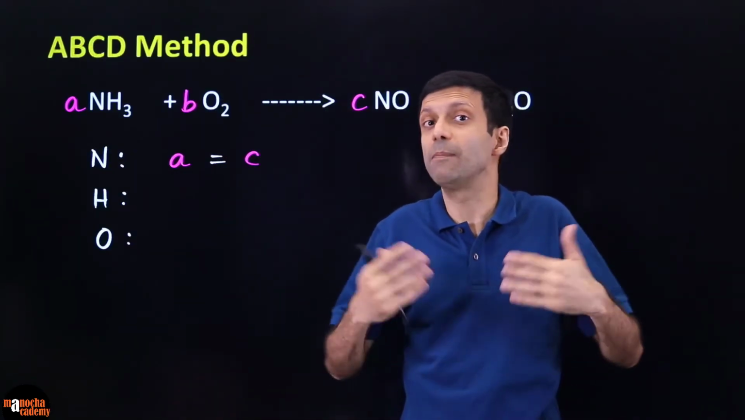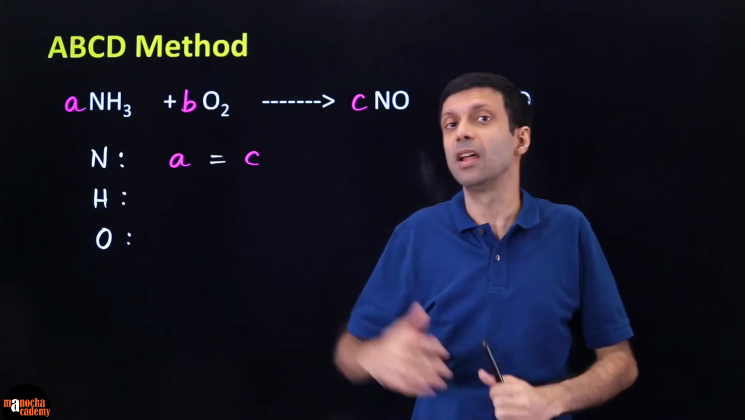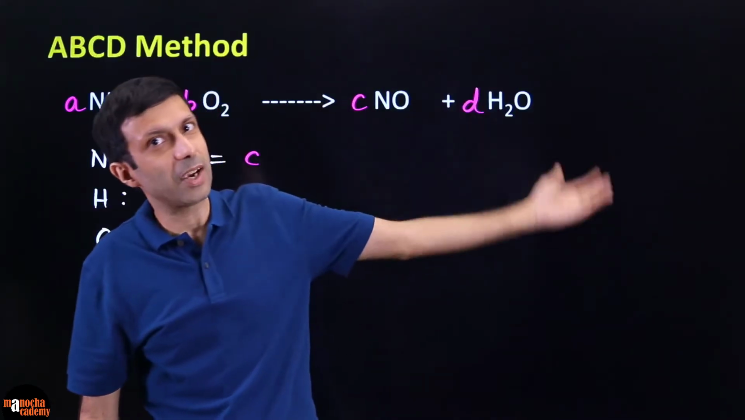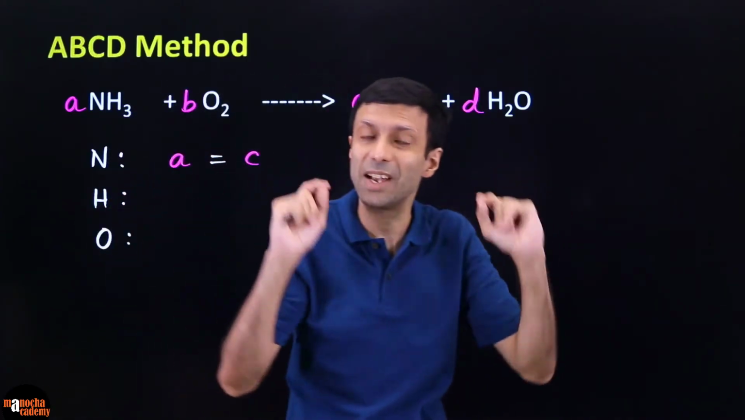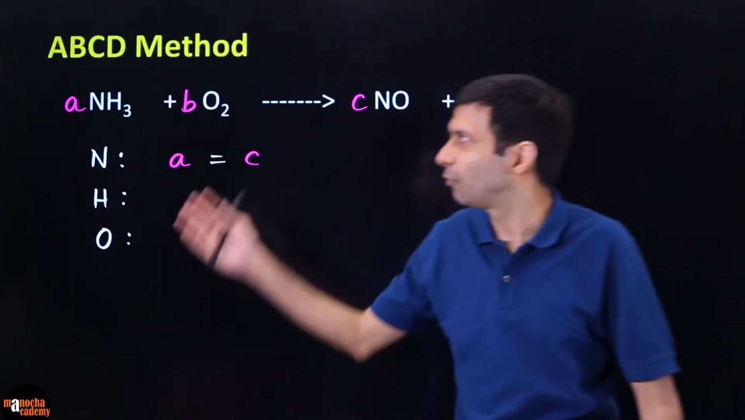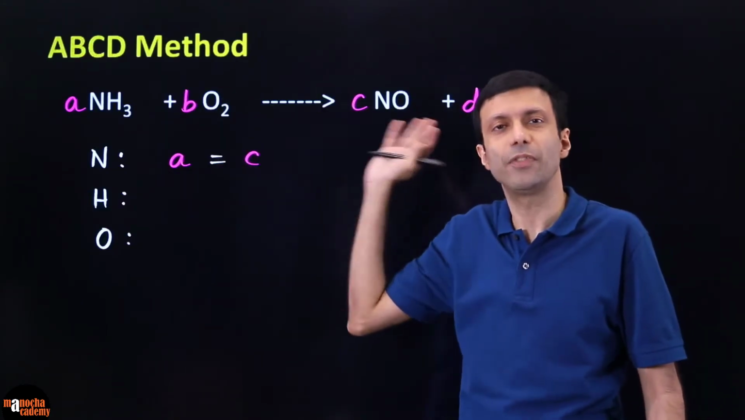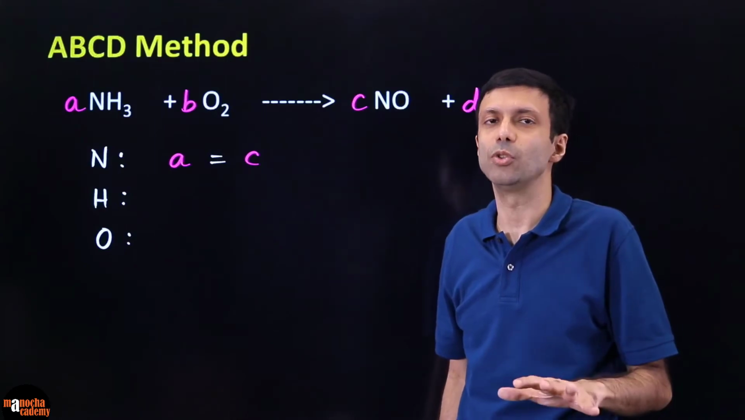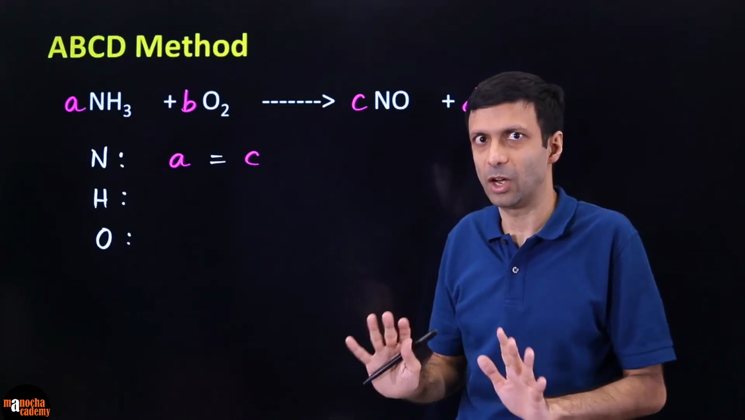What are we doing? Because in balancing, finally, what do we want to balance? The number of atoms on the left hand side equals the number of atoms on the right hand side for each and every element. So very simple concept. We are just applying it for every element with the coefficients that we have put. So for nitrogen, we have got the equation A equal to C. Done. Till now we are done.